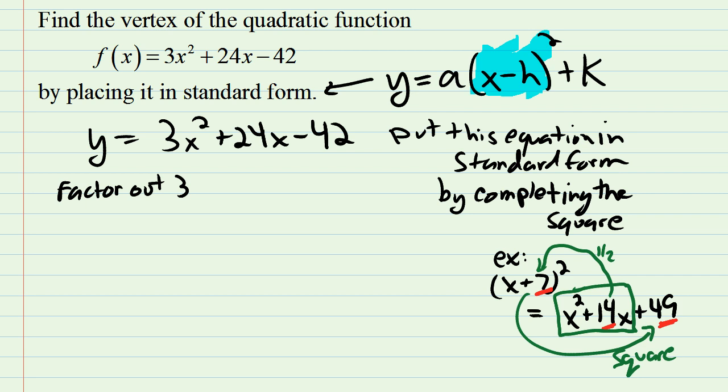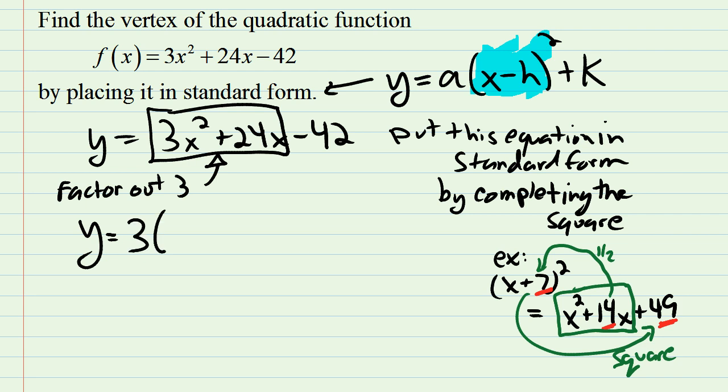And it just so happens that, I know it looks strange, but we don't want to do it from the entire equation. We're going to take this part here, make it a perfect square, and deal with the 42 later. And so factor out a 3 from this first part to give us the following: y equals 3 times the quantity of x squared plus 8x, minus 42.